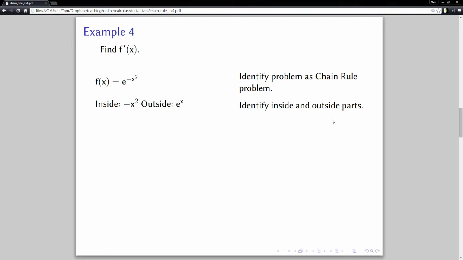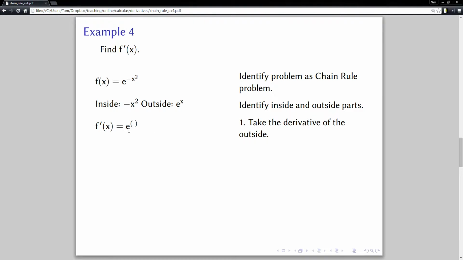All right, so once you know that you have the inside part and the outside part, you just need to run through the 3 steps of the chain rule. Step number 1, take the derivative of the outside function. Here the outside function is e to the x, right? And what is the derivative of e to the x? It is just e to the x.